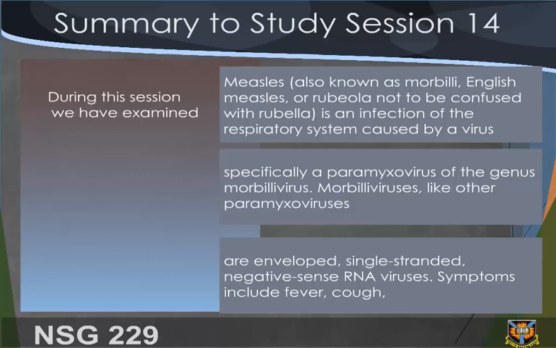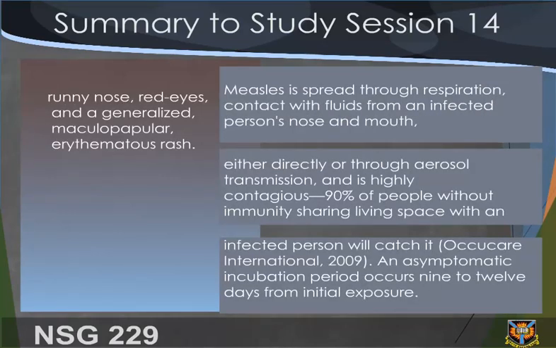Symptoms include fever, cough, runny nose, red eyes, and a generalized maculopapular erythematous rash. Measles is spread through respiration, contact with fluids from an infected person's nose and mouth, either directly or through aerosol transmission, and is highly contagious. 90% of people without immunity sharing living space with an infected person will catch it. An asymptomatic incubation period occurs 9 to 12 days from initial exposure.